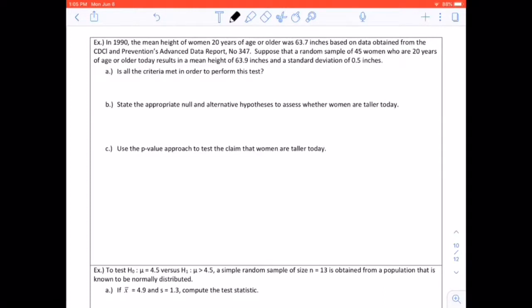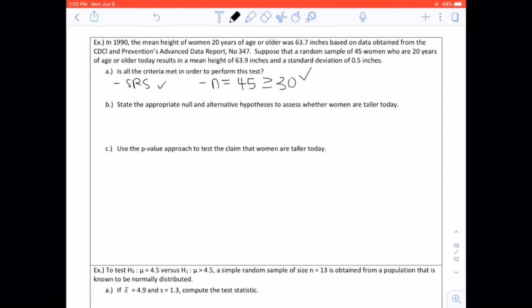So first, part A says, are all the criteria met in order to perform the test? Since we're talking about the average height for women, or the mean height for women, we only have 2 things to check. This has to be a simple random sample, which it is. And second, our sample size, which is n, and our sample is 45 women, has to be greater than or equal to 30, which it is.